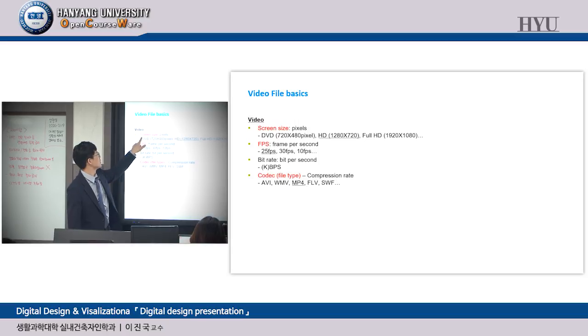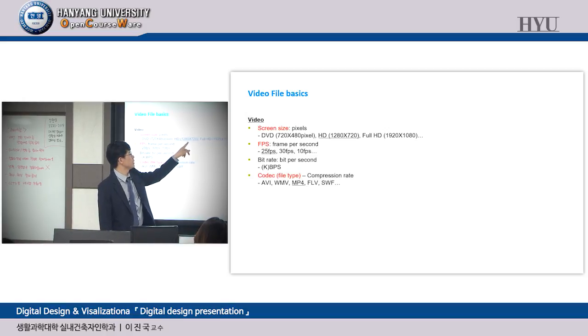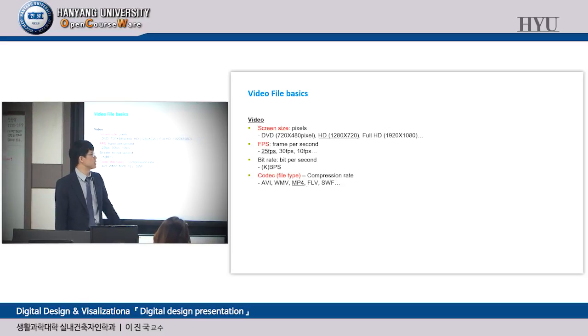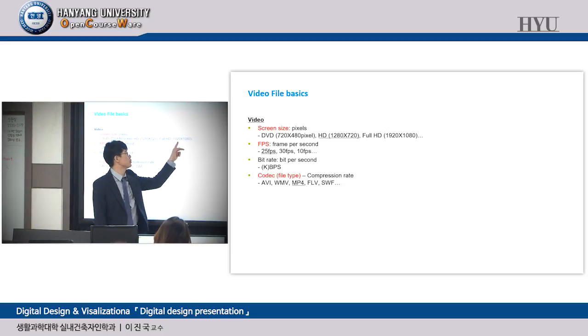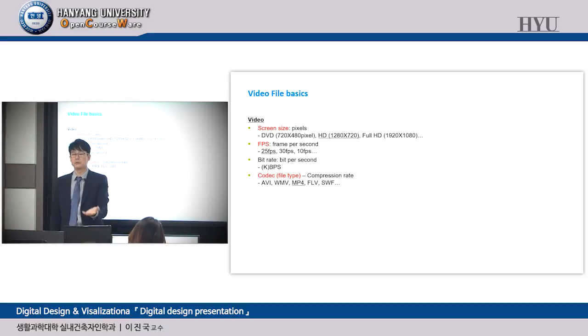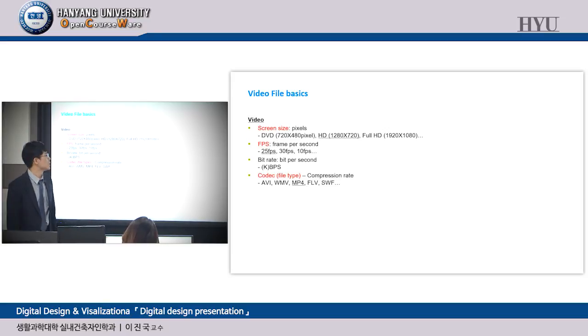First one, screen size, pixels. DVD has 720 pixel by 480 pixel. HD, 1280 by 720 pixels. That's HD. How about Full HD? 1920 by 1080. That's exactly what I request for your final project, okay? This is final project resolution.